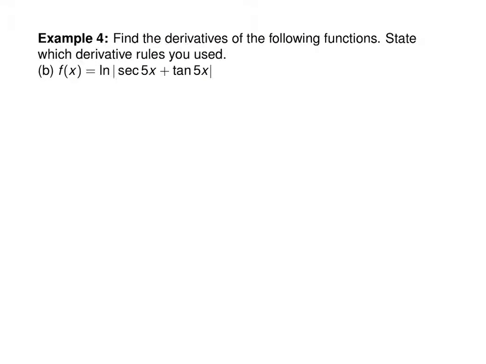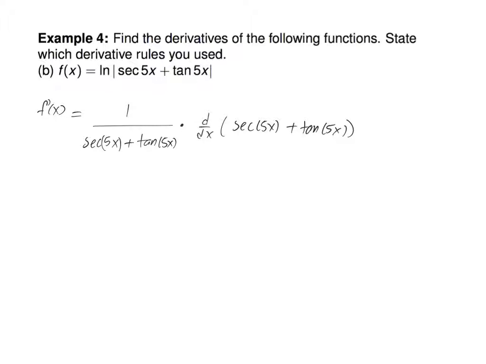Okay, natural log. What's the derivative of natural log of things? 1 over the things, yep. So f prime of x will be 1 over secant of 5x plus tangent of 5x, and because of the chain rule, multiplied by the derivative of secant 5x plus tan 5x.